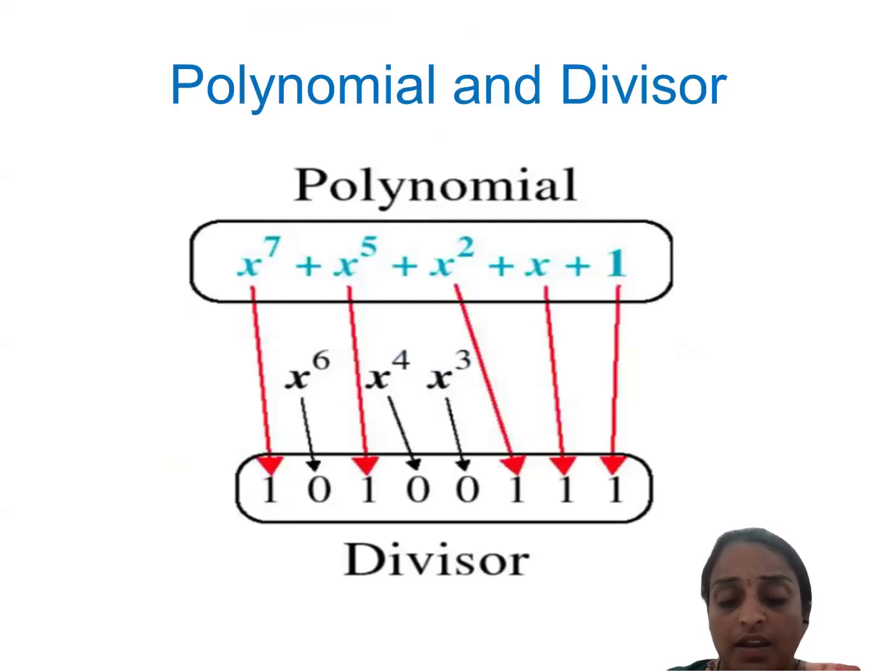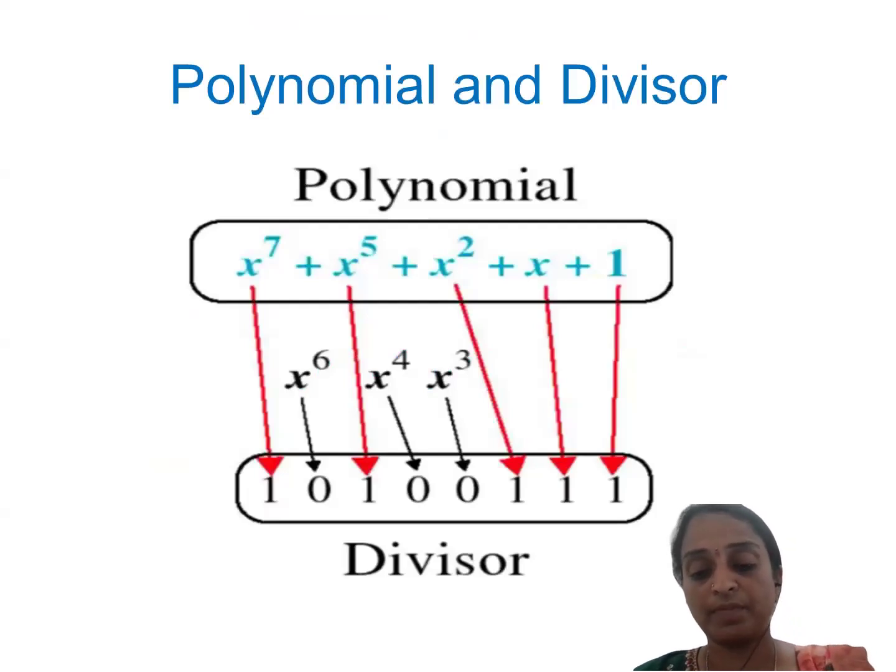In this polynomial, there is no term for x power 4 also, so we took another 0. Here x power 5 is there. What is the coefficient for x power 5? Only 1. Next, x power 6 is not there, so we take 0. Next, we have x power 7. What is the x power 7 coefficient here? 1. If a polynomial expression is given in the CRC method, this is the way to take the divisor.